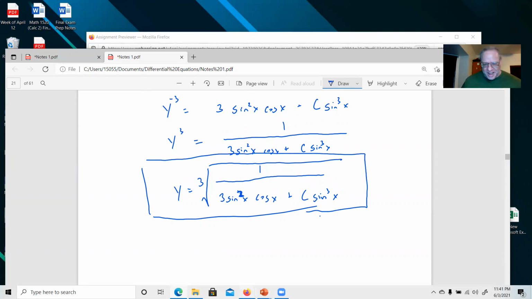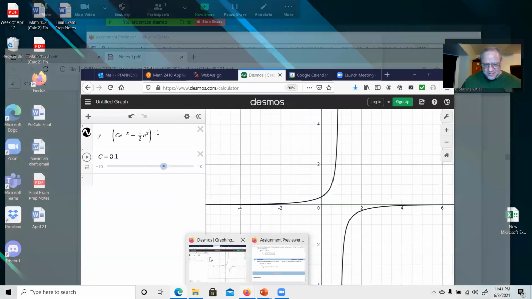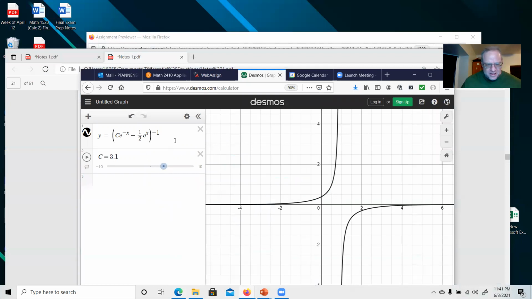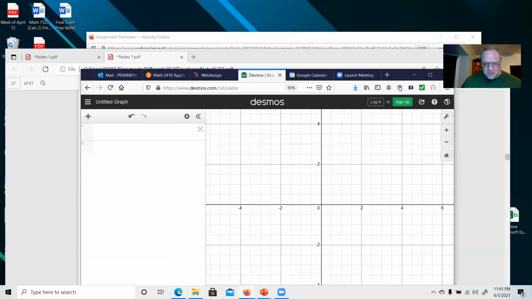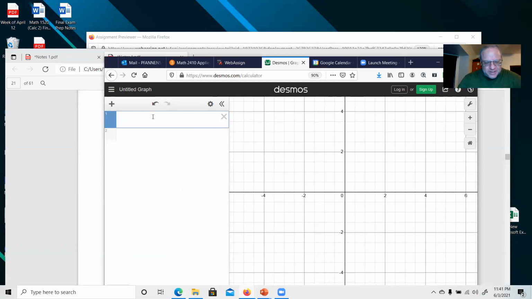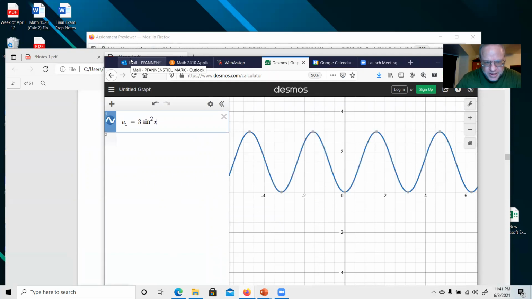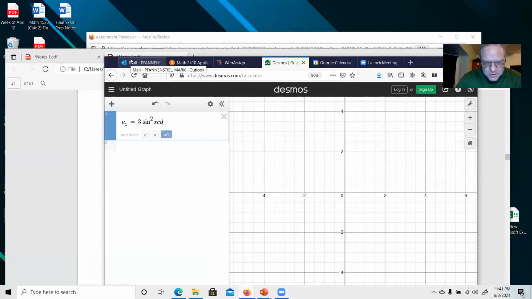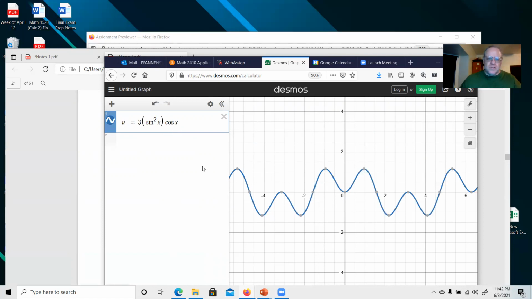All right, and again, I kind of have a little thing of like, what the heck does this even look like? Okay, so let's get rid of that. Desmos here to the rescue. So what do we have? We have 3 sine squared cosine x. So let's go ahead and say u1 equals 3 sine squared x cosine x. Oh, it didn't like that, did it? Oh, I need, okay. There, okay. So that's nice.